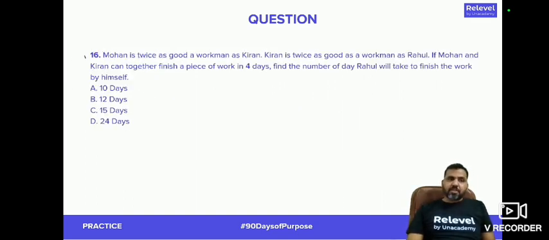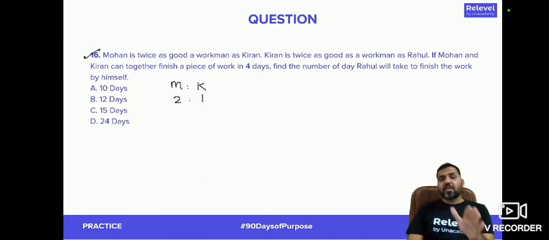Now look at question number 16. It says that Mohan is twice as good a workman as Kiran. This is again an efficiency-based question. Mohan is twice as good a workman as Kiran. That means if Kiran is doing 1 unit of the work, in the same time, Mohan will be doing 2 units of the work. That is your efficiency ratio, right?